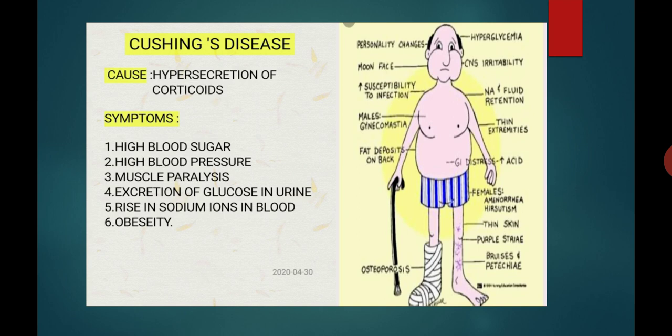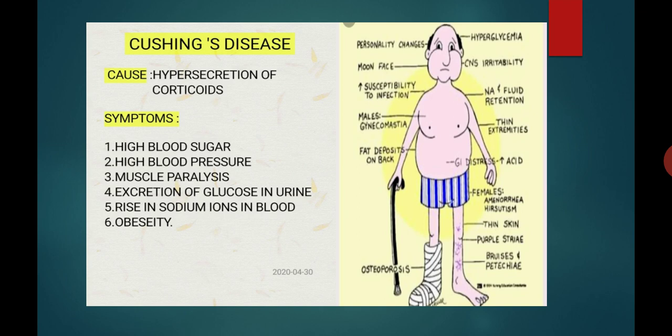Let's start with the second disorder, which is called Cushing's disease. It is caused due to hypersecretion of a corticoid hormone. So if the corticoid hormone is secreted in an excess amount, it causes a disorder called Cushing's disease.